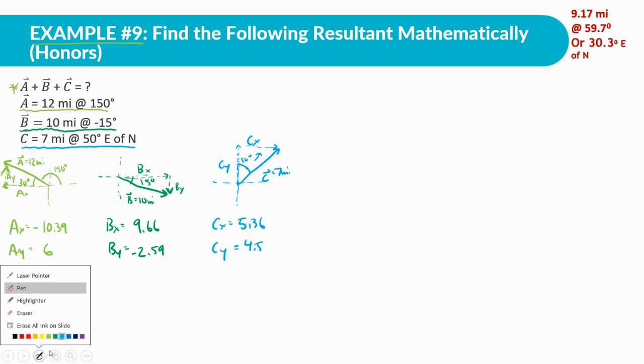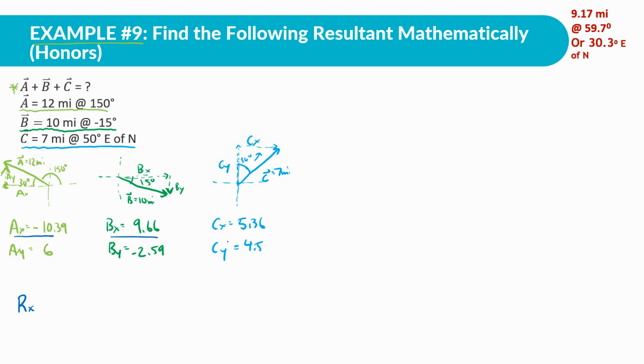Now that I did that, I'm going to add everything. I'm going to find what the resultant vector is, meaning all of these x's. I'm going to combine all of them to figure out what is the total in the x direction. So I have negative 10.39 plus 9.66 plus 5.36. So this is the total in the x direction. Let's do that. Negative 10.39 plus 9.66 plus 5.36, and that equals 4.63 miles.